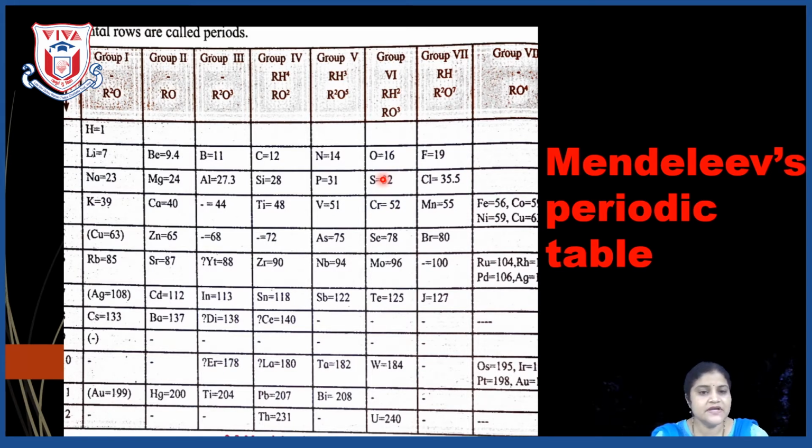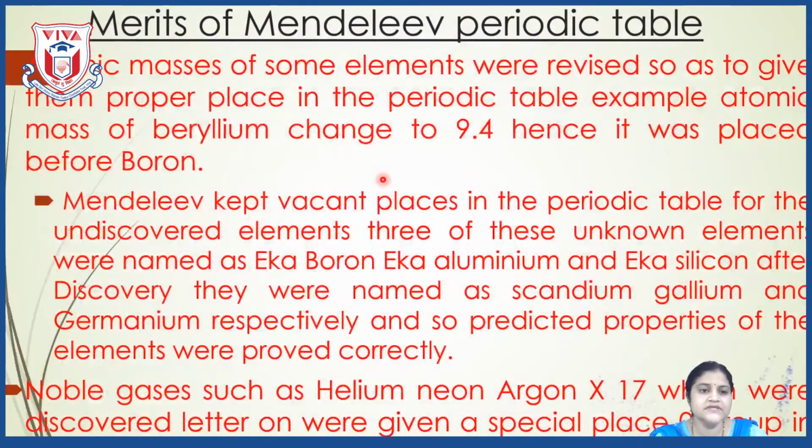Now, as we compare the classification of the periodic table with the previous two scientists, this scientist had done a great work in his contribution to classification. There were very many merits of Mendeleev's periodic table. Let us have a look at this. Here you can see the merits of Mendeleev's periodic table. The first, just go through the first point: atomic masses of some elements were revised so as to give them a proper place in the periodic table.